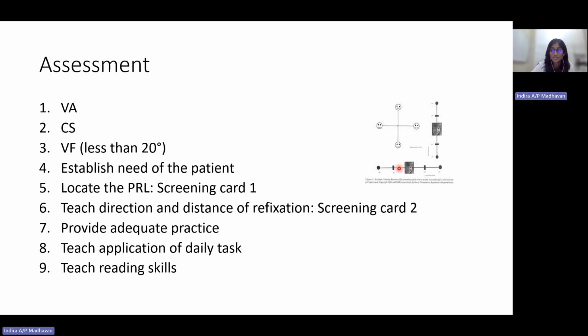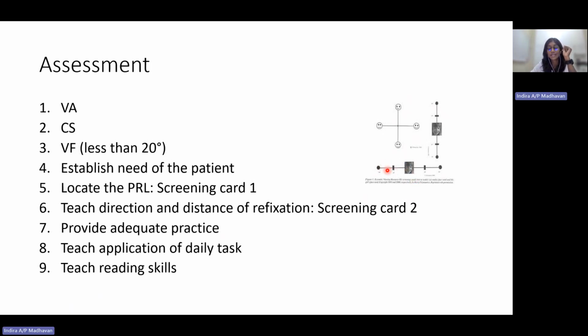Some patients might need to move about this much only. Some patients need to move this much. Some need to move this much. So it's very variable. Once, for example, the right side is the clearest, you ask the patient to move their eyes to the opposite side. If at this line the patient is already able to take maximum information, then ask them to stop there and repeat a few times.